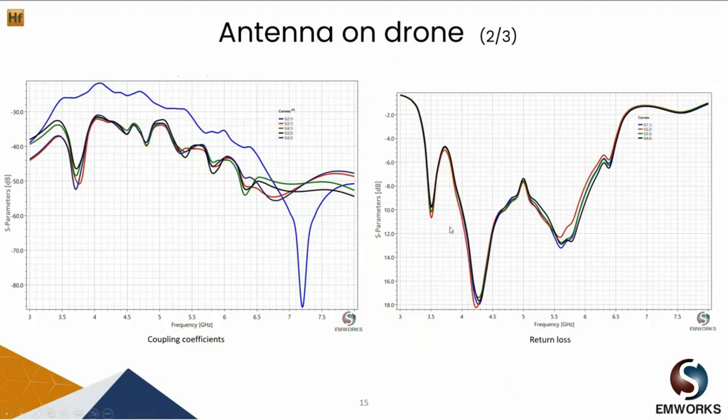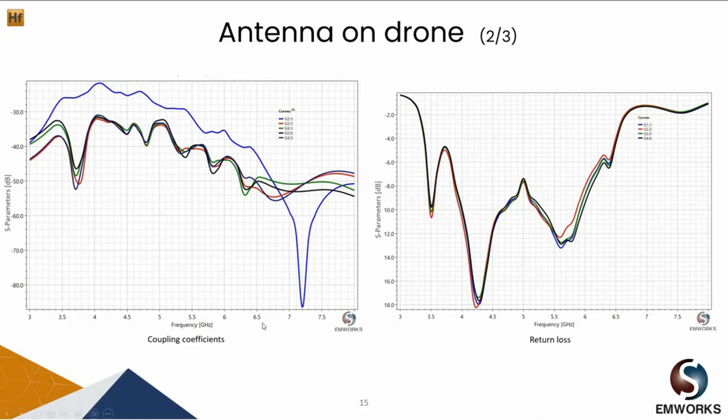So first let's look at the reflection coefficient for the 4 antennas. At 5.8 gigahertz, we can see that the 4 antennas have a reflection coefficient which is less than -10 dB. When we have antennas that are operating near each other, the next parameter to look for is the coupling coefficient.